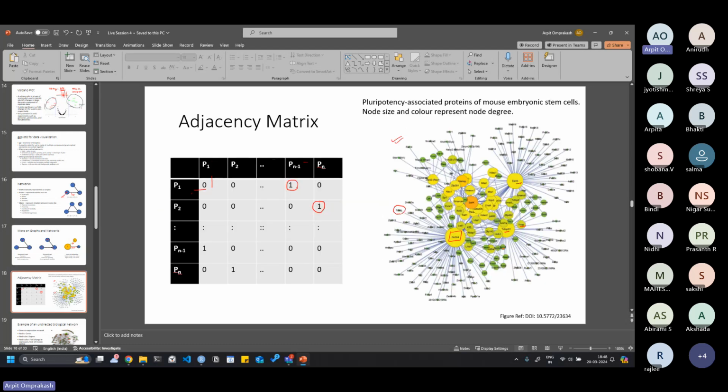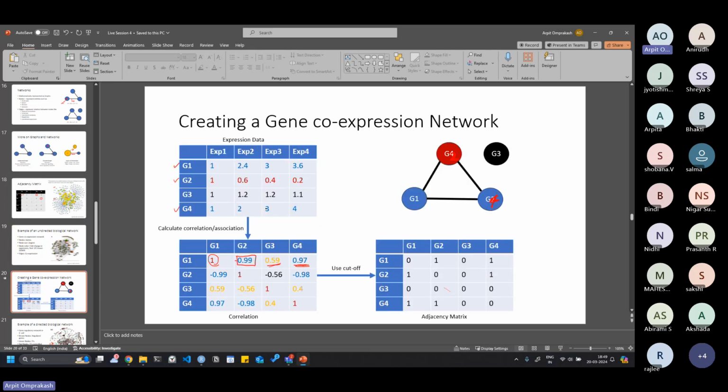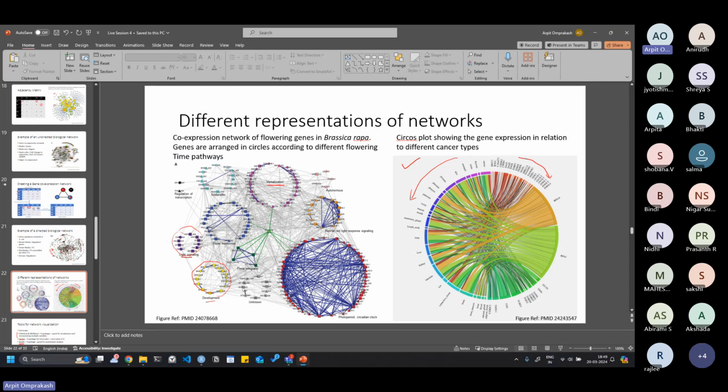We talked about the adjacency matrix, which basically tells us which nodes are connected and which are not. We talked about undirected biological networks, such as the gene co-expression network, and how we can create one using experimental data. You calculate correlation, then put a threshold on the correlation, and based on that, you assign edges between nodes. We talked about directed biological networks, which is gene regulatory networks in E. coli.